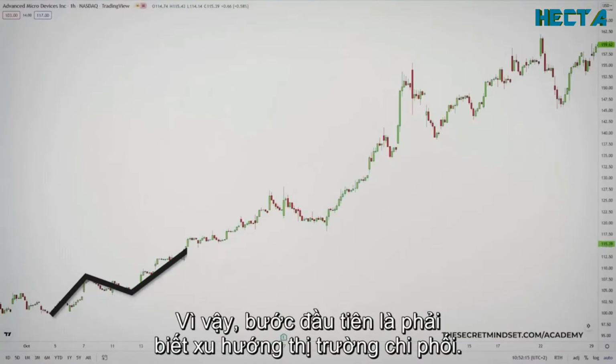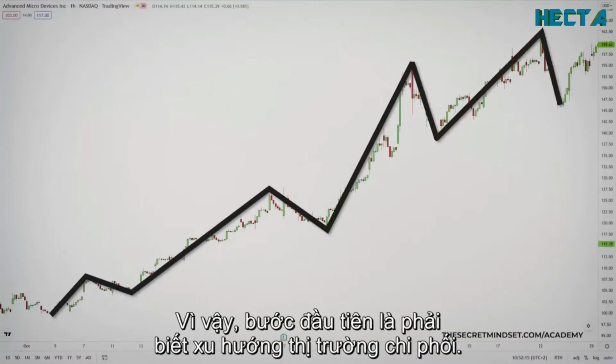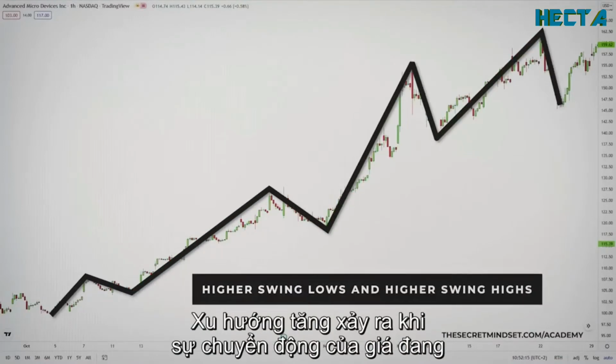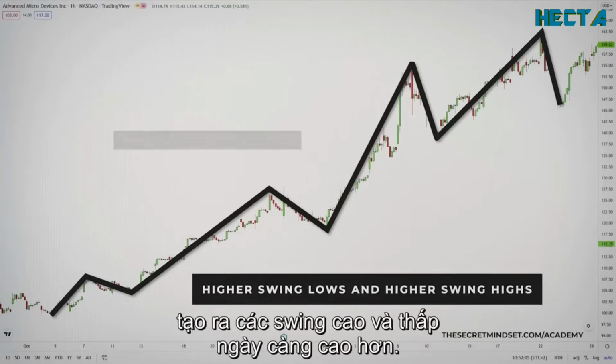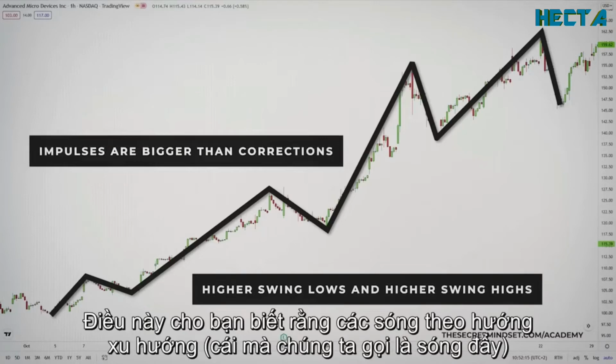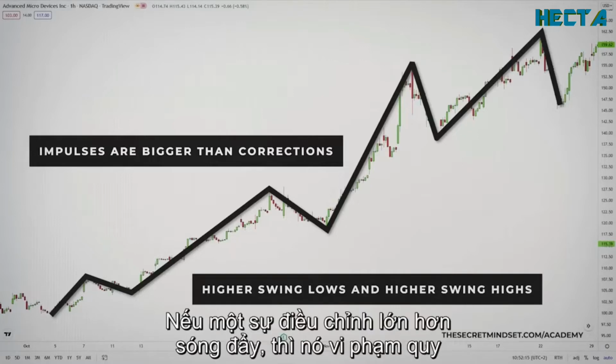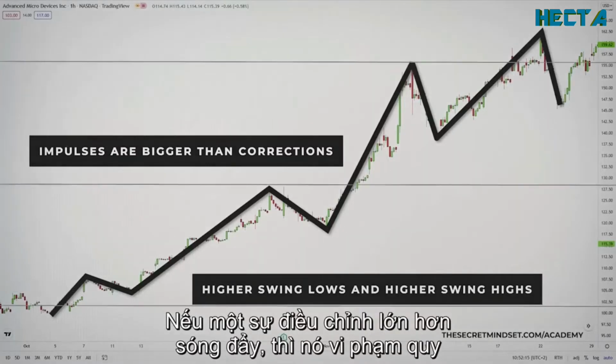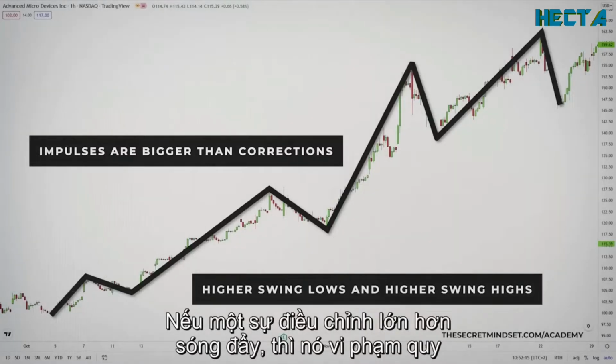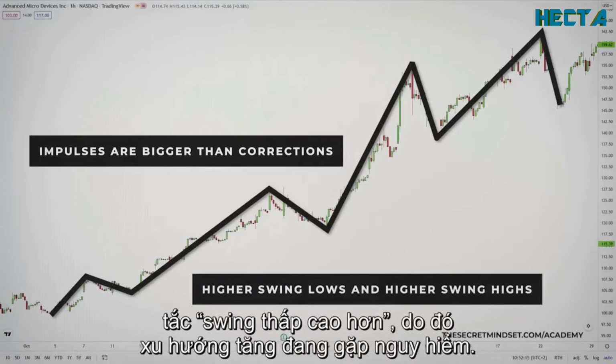So the first step is to know the dominant market trend. An uptrend occurs when the price movement is making higher swing lows and higher swing highs. This is telling you that the waves in the trending direction, what we call impulses, must be bigger than the corrections. If a correction is bigger than an impulse, it violates the higher swing low rule, thus the uptrend is in jeopardy.